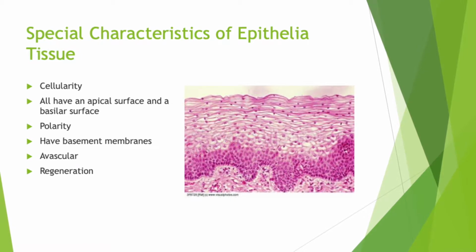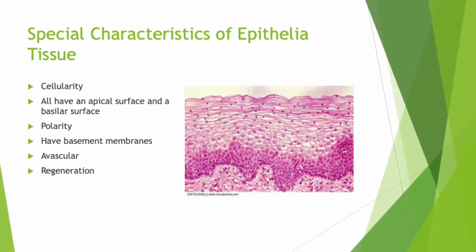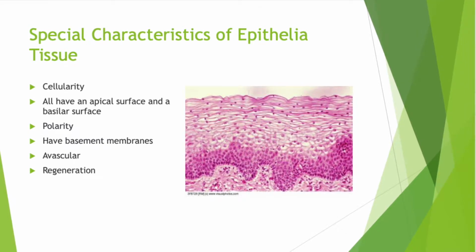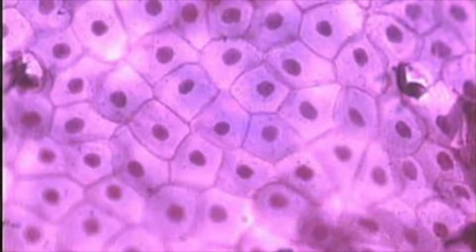Epithelial tissues are also avascular, meaning they have no blood vessels. They are also highly regenerative. There's so much epithelial tissue in the body, we classify it based on layer and shape. Here are the different types of epithelial tissue and what they look like under a microscope.